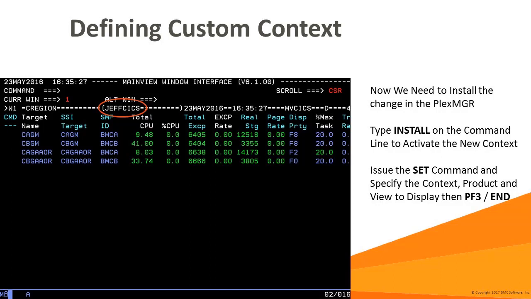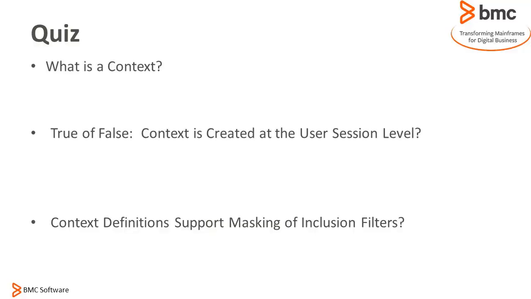In this instance, we'll use it via the SET command. Notice that we've specified our new context, Jeff CICS, in the context field. When the fields are all set to the desired values, press PF3, and the new context is displayed in the targeted view. Custom context can bring significant value to an enterprise, particularly those with a large number of targets.